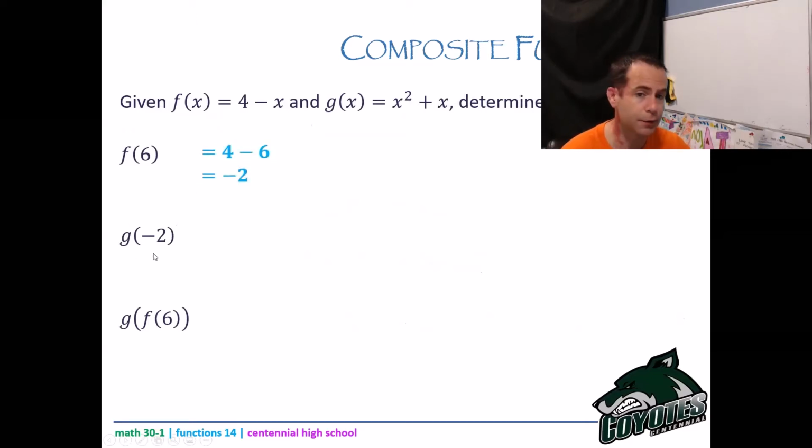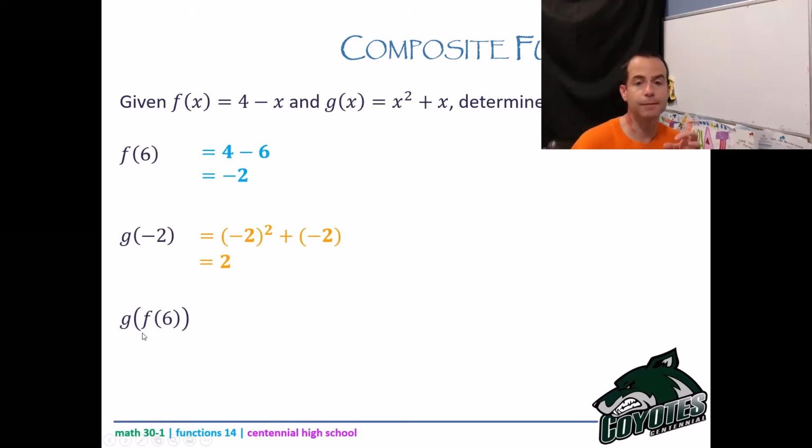If I asked you for g of negative 2, I would go here and I would say, okay, I have to replace x with negative 2, so g of negative 2 equals negative 2 all squared minus 2. And that would equal 4 minus 2, which is 2. So now down here, I'm asking you for g of f of 6.